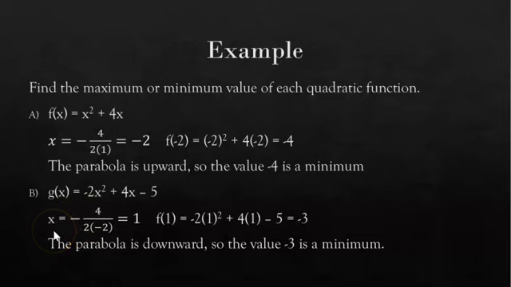Okay, here's the answer. x equals negative 4 over 2 times negative 2. That comes out to be 1. And then you take the 1 and plug it in, and you get negative 2 times 1 plus 4 times 1 minus 5, which is negative 3. And I apologize for having f instead of g there. I should have copied the value. The parabola is downward, so the value is a minimum of negative 3. Okay, we have one more example to look at.